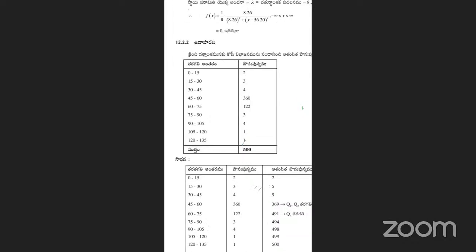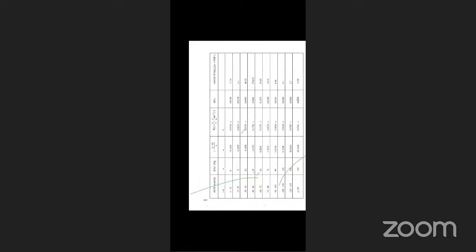So next, the cumulative frequency. Here we can find Q1 and Q3. We know that the first quartile is at n/4, median is at n/2, and the third quartile is at 3n/4. So substituting, Q1 is L plus (n/4 minus m) by f into C, like the median formula. Then we will get the values. Next, this is the table: limit and function, and expectation of x, that is n into f of x. So write all these values.